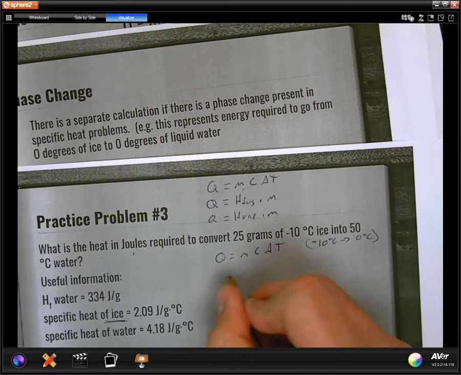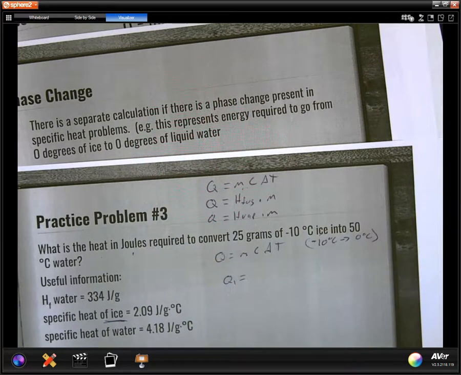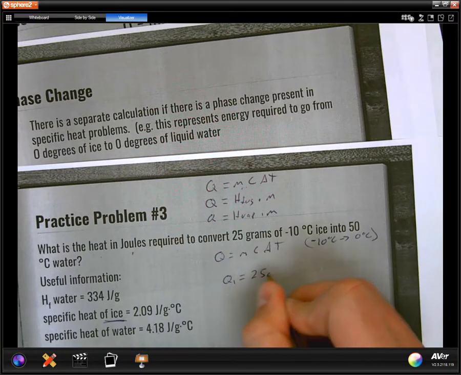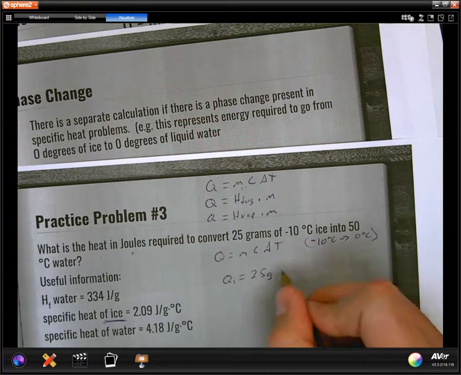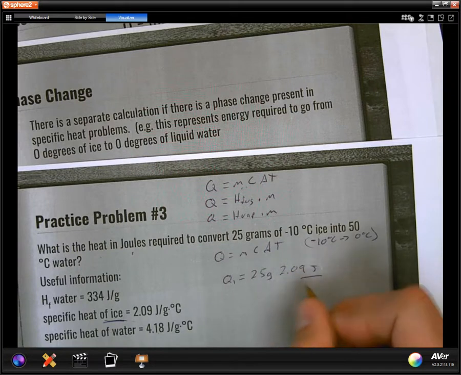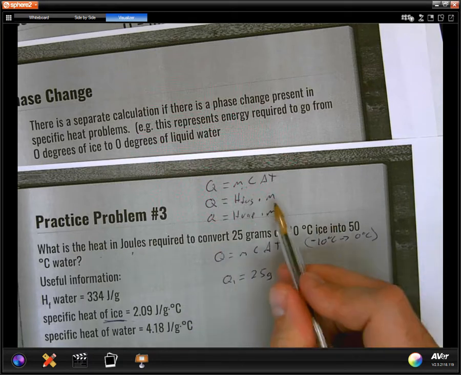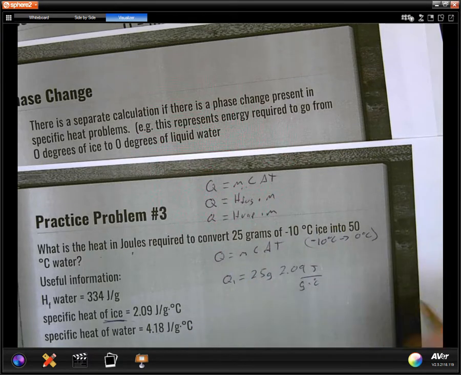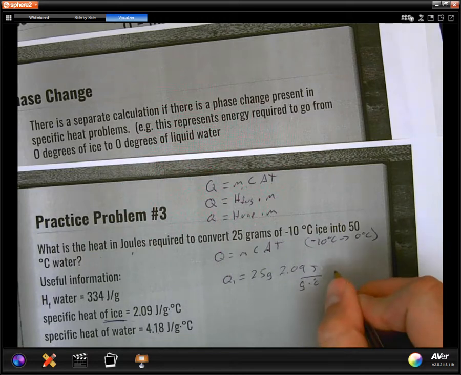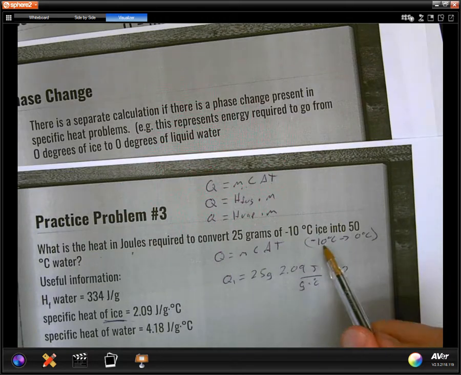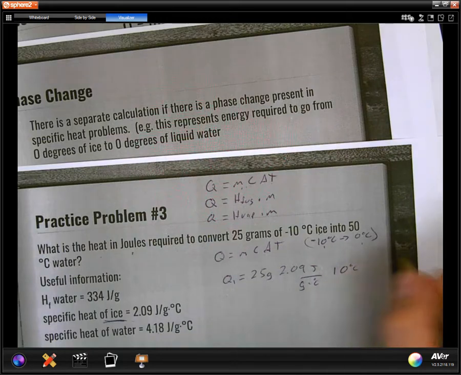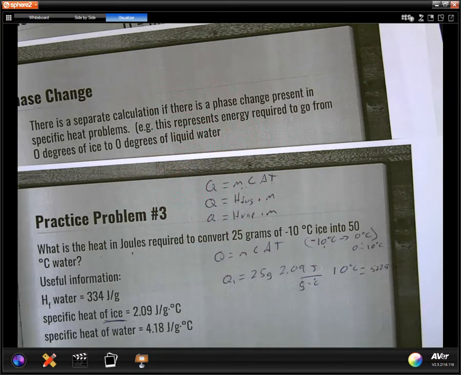So the first equation I want to use, the first form of heat, or energy, I need to calculate is going to be my 25 grams times my 2.09 joules per gram degree Celsius times my change in temperature. Here I'm changing it 10 degrees. This is my initial, this is my final. So if I go 0 minus negative 10, that's why it's a positive 10 there. When I do that math, it's going to come out to 522.5 joules. Hopefully you guys can see that.